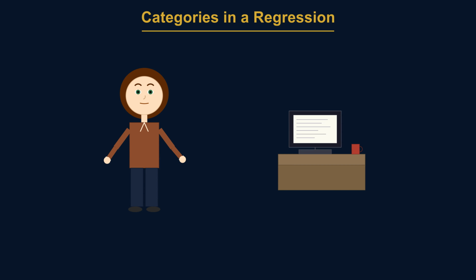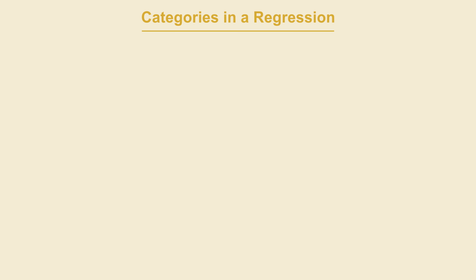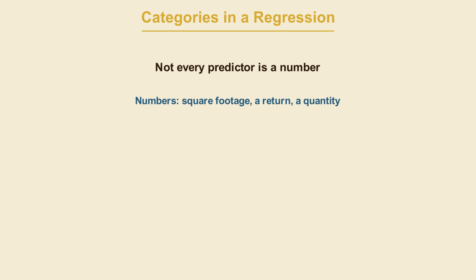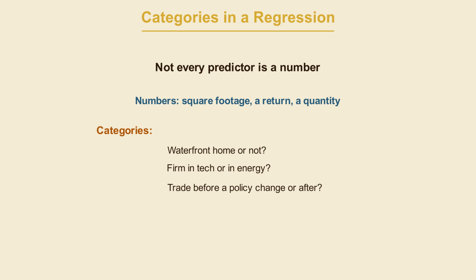She turns to the next problem in her coursework. So far, every explanatory variable that we've covered has been a number. Square footage, a return, a quantity. But a lot of what we actually care about isn't a number. It's a category. Is the house a waterfront home or not? Is the firm in tech or is it in energy? Did a trade happen before a policy change or after it? And the problem is that these are categories, not numbers. So how do we use them in a regression?